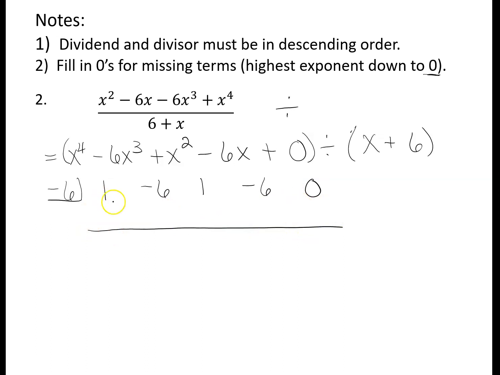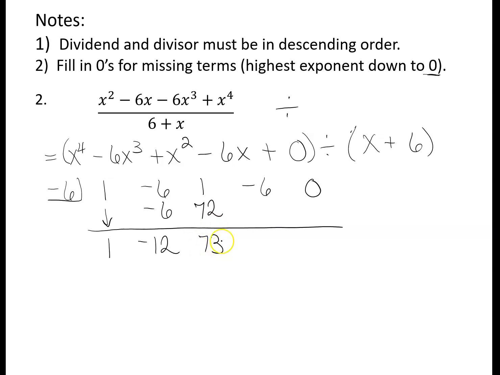Start the process by dropping this first number down below the line. Then we're going to multiply that number times the number in the square. So 1 times negative 6 is negative 6. And we add those together. Negative plus negative is going to make that a negative 12. Now it's negative 12 times negative 6 is a positive 72. And we add those together, makes 73.